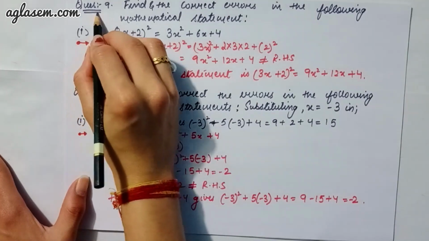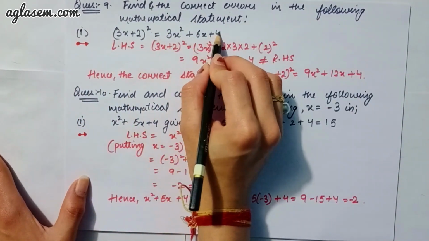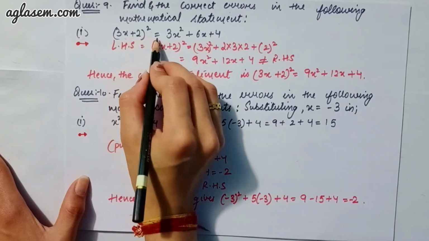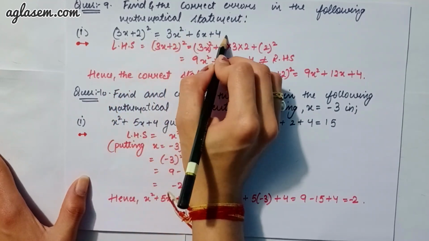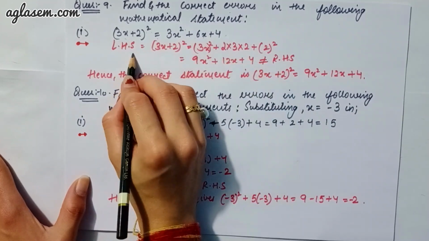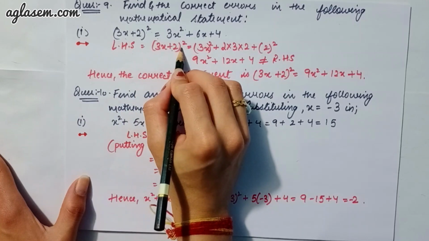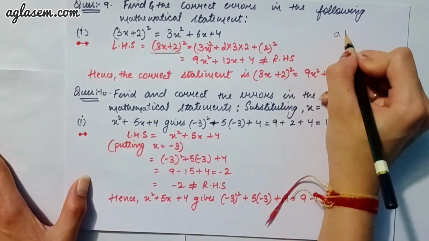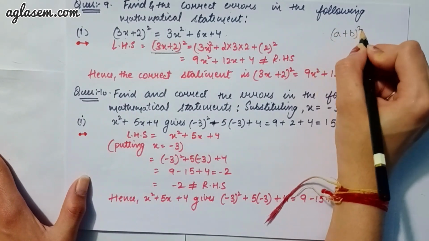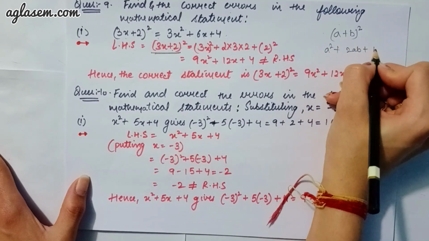Moving to our ninth question, which says find and correct the errors in the following mathematical statement. (3x + 2)² = 3x² + 6x + 4. Is it so? Taking LHS, that is (3x + 2)², we will solve this by applying a formula. It is given (a + b)², so the (a + b)² formula is a² + 2ab + b².